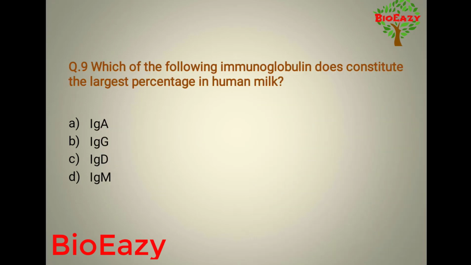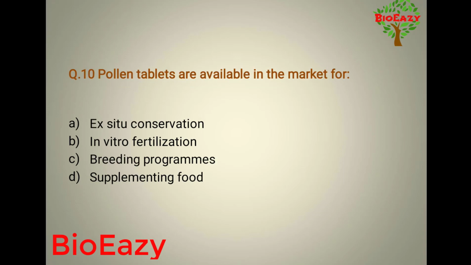Next is, which of the following immunoglobulins constitutes the largest percentage of human milk? So your answer is IgA. Remember, this is the most important question. Next is, pollen tablets are available in the market for ex situ conservation? No. In vitro fertilization? No. Breeding programs? No. Supplementing food? Yes. So your answer is supplementing food.